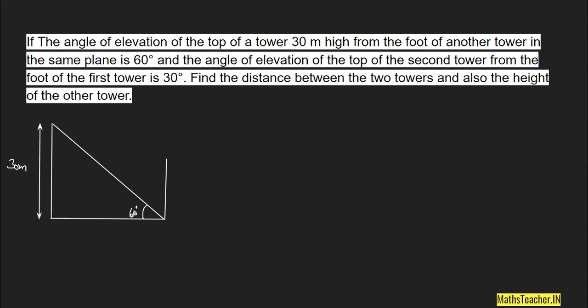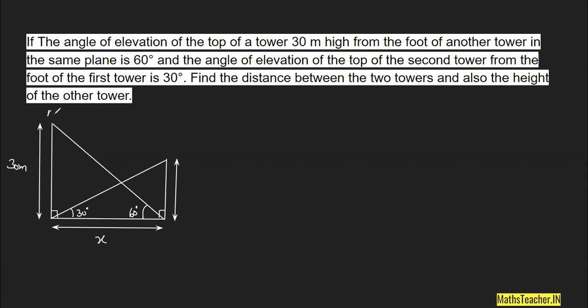So let me draw the other one. So this is like this. And the angle of elevation in this case is 30 degrees. So I'm going to mark it 30 degree. And what they are asking us to find out is the distance between the two towers and the height of the other tower, or the second tower, or the smaller tower. So let's take it h, and this is equal to x. As you can see, the towers are actually perpendicular to the surface. So basically they must be 90-degree angles.